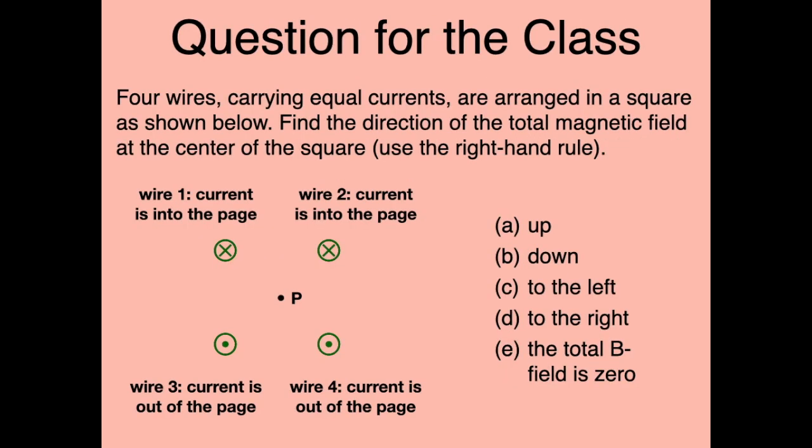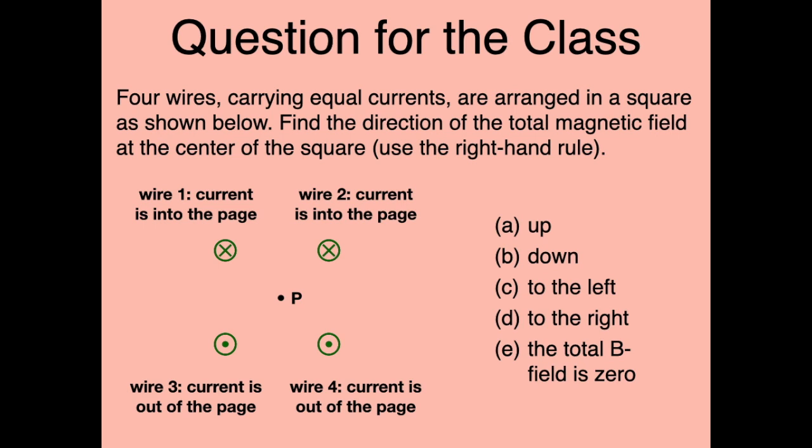Okay, so that's just a new constant associated with magnetic field strengths that we're going to see from here on out. Okay, so let's do a conceptual question here so we can sort of work with these ideas we just presented. In this example, we have 4 wires which are carrying equal currents arranged in a square as shown below. Find the direction of the total magnetic field at the center of the square. So that's labeled point P.